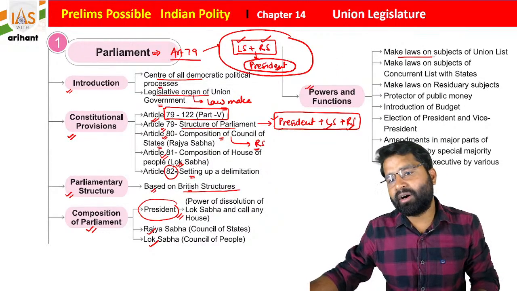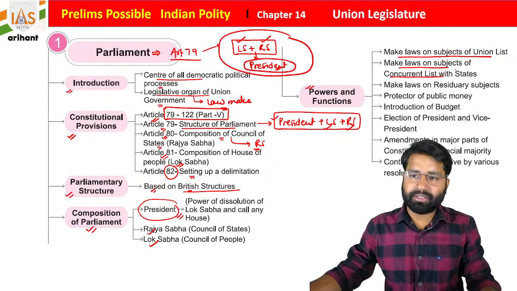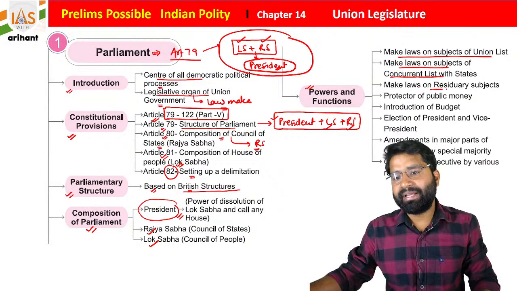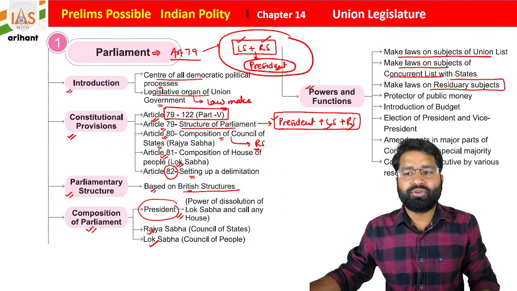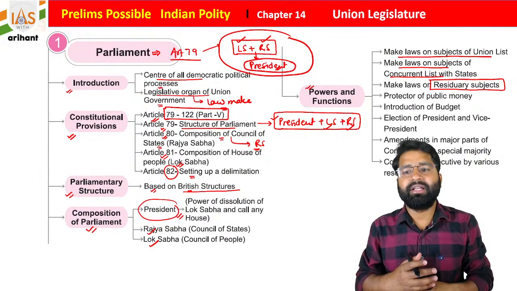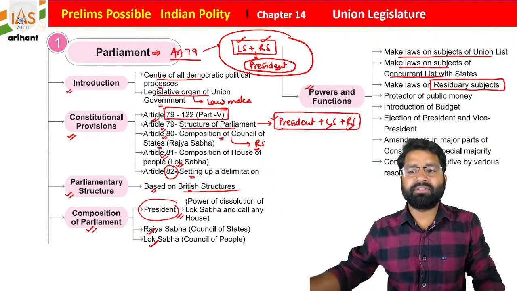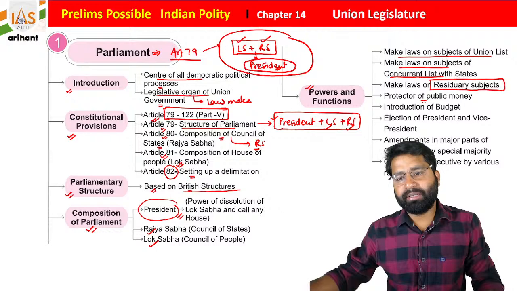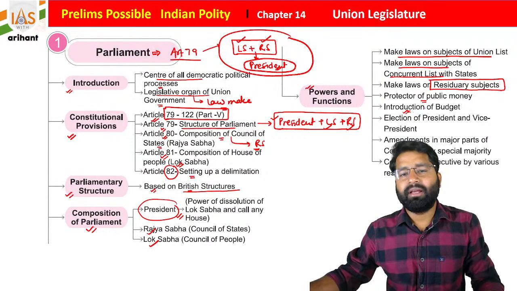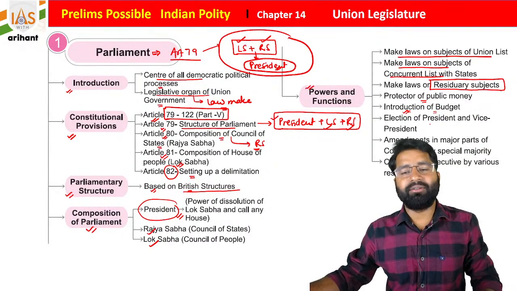Make laws on subjects of the union list. Make laws on subjects of the concurrent list; we already know about the concurrent list. Make laws on residuary power. We already discussed, if something is not mentioned under the three lists, list 1, list 2 and list 3, then this can only be tackled by the parliament. So this is a residuary power. Protect the public money. Introduction of the budget will be in Lok Sabha, and in the Rajya Sabha also, but it starts in Lok Sabha.